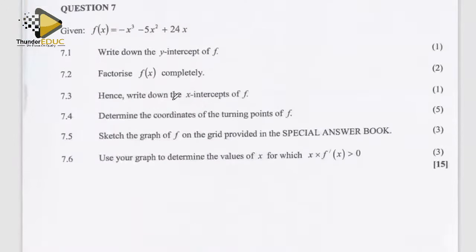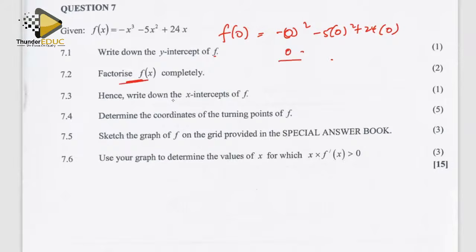Number 7, we have this cubic function. They want us to get the y-intercept. So for the y-intercept, x will be 0. So we're going to say f of 0 is going to be negative 0 cubed minus 5 into 0 squared plus 24 into 0, meaning that it's going to be 0.